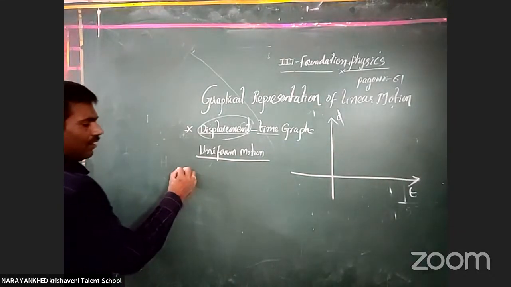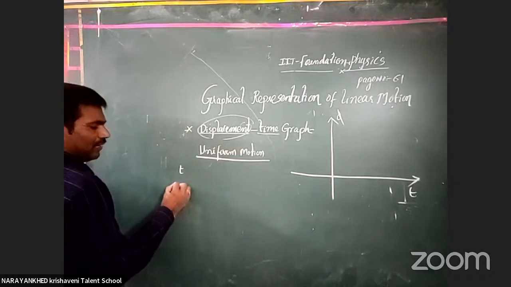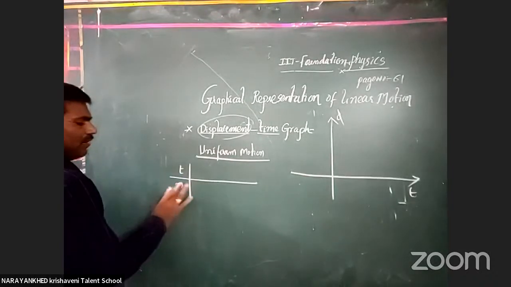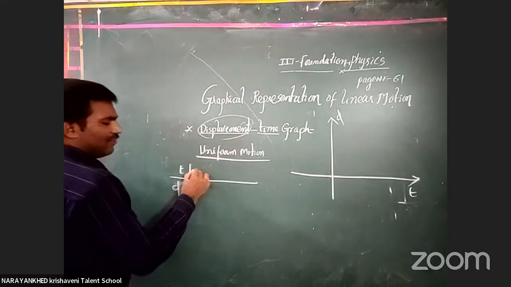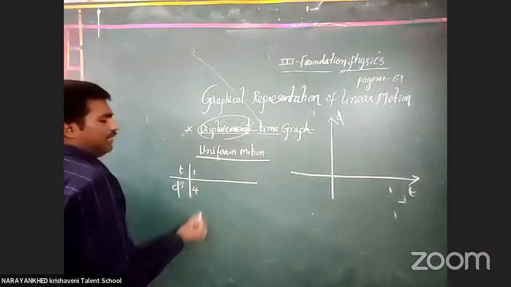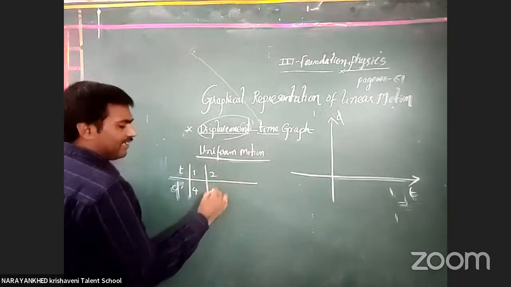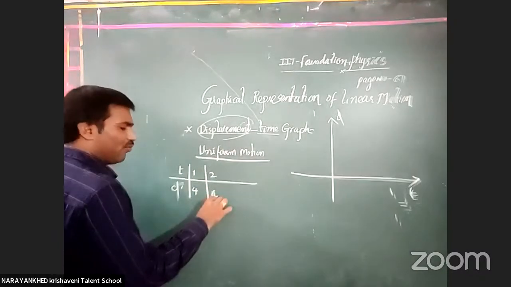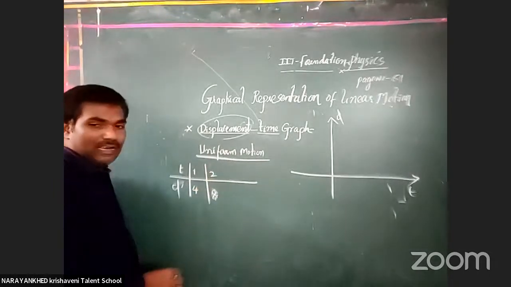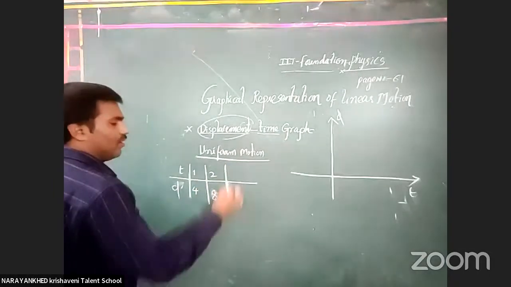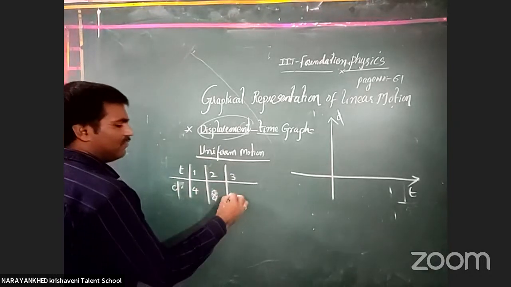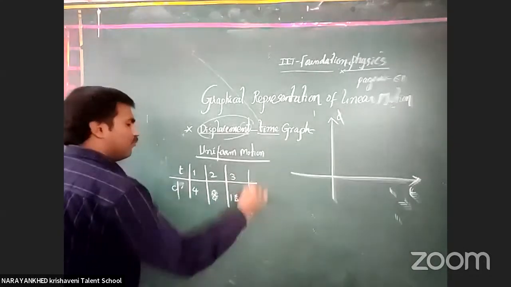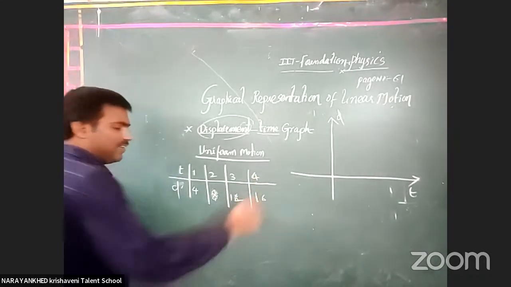Suppose you take the time and the traveling distance in meters. Clear or not, all of you? In 1 second it travels 4 meters. In the next second it is 8 meters, which is again 4 more meters. In the third second it is 12, and in the fourth it is 16.